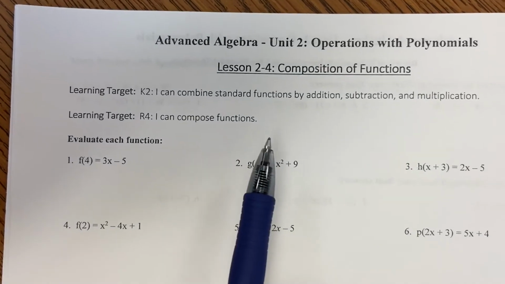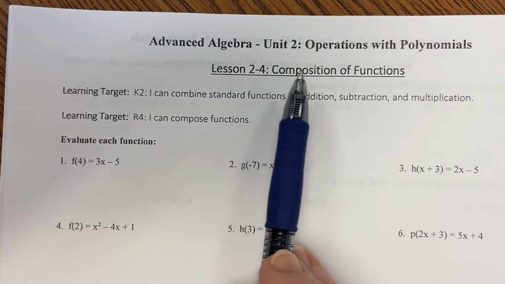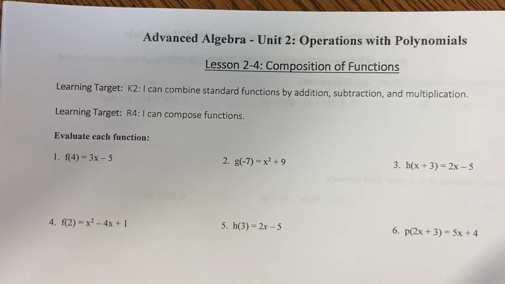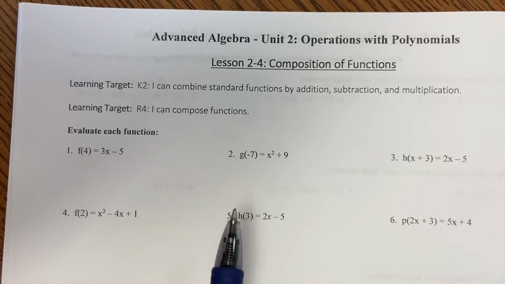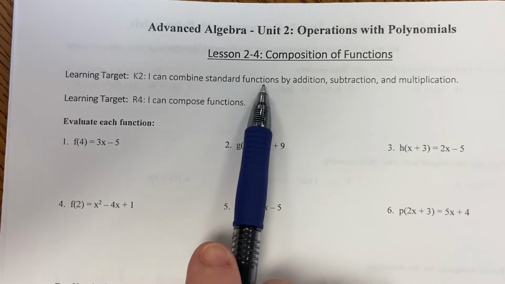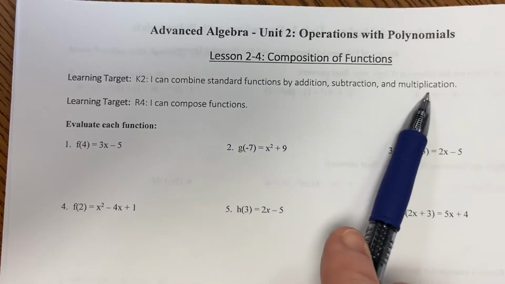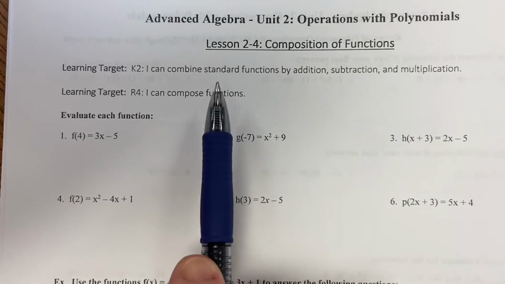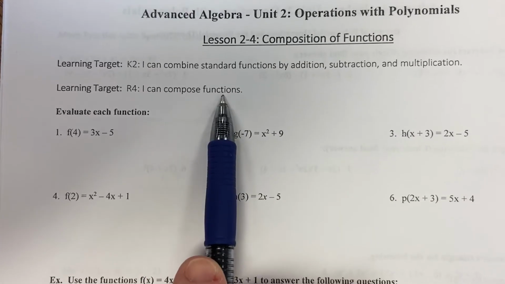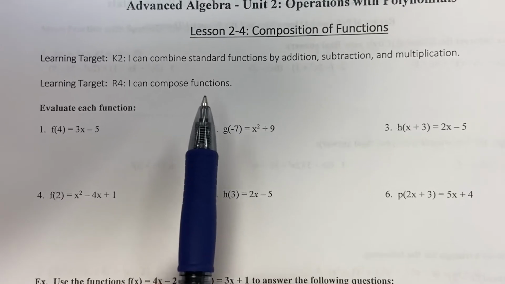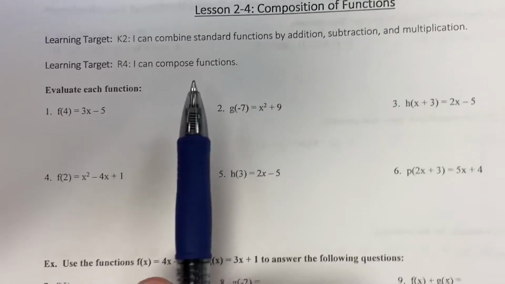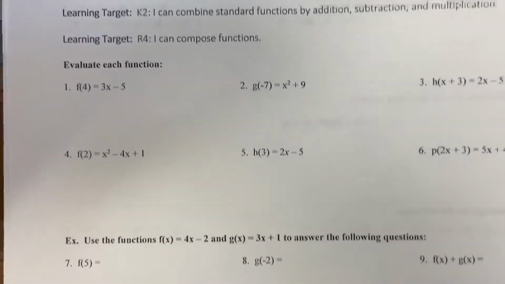All right, in this video, we're on lesson 2.4, and we're going to be looking at composition of functions, and I'm going to split this up in a couple of videos. I want to look at basic composition where you combine standard functions with addition, subtraction, and multiplication, but then I'm going to do a separate video on composition of functions, which is like f of g of x, g of f of x. Sometimes you'll hear it called FOG or GOF. All right, so we're going to kind of start off slow.